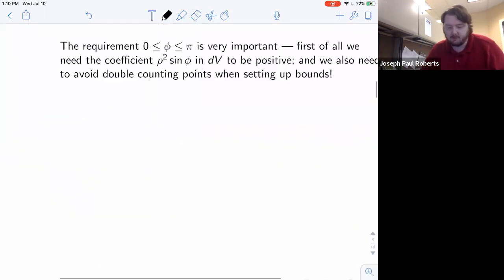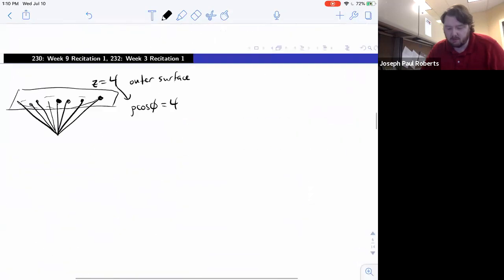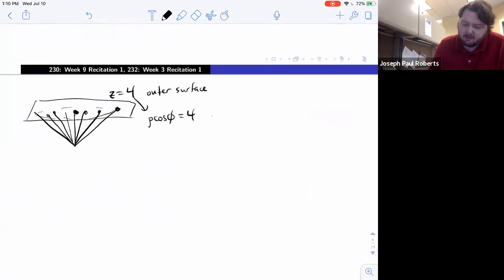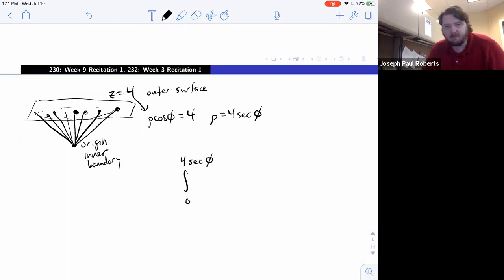So just go back to all our relationships here. The plane z equals 4, if you translate it into spherical coordinates, you get that rho cosine phi is 4, so rho is 4 secant phi. And that's going to have to go on your upper bound. Your inner boundary is the origin no matter what, so rho starts at 0. Remember, rho is distance to origin. But then your upper bound for rho depends on phi, so we're going to stop at 4 secant phi.